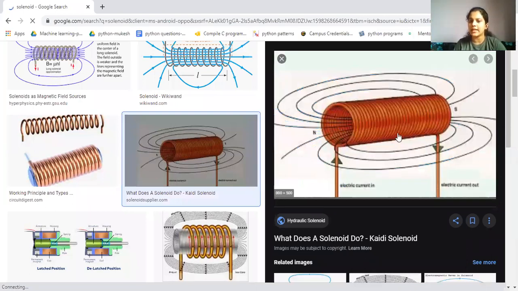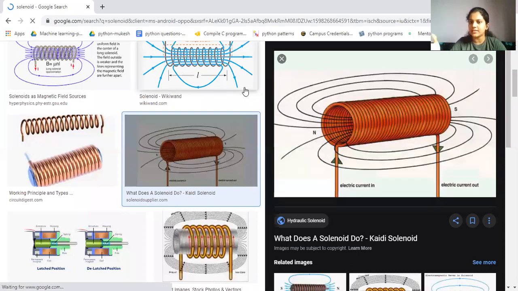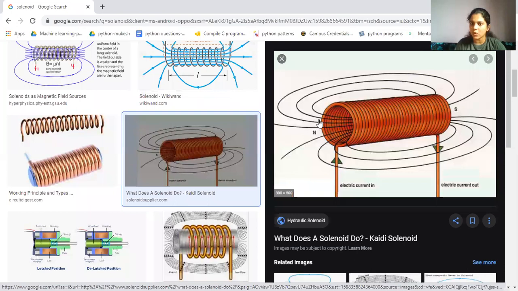You can see the magnetic lines, yes or no? And whatever material we want to get magnetized, we place it inside this solenoid. We keep it inside this hollow space. Okay, fine. So I felt like I should show this to you all. Now let us continue.